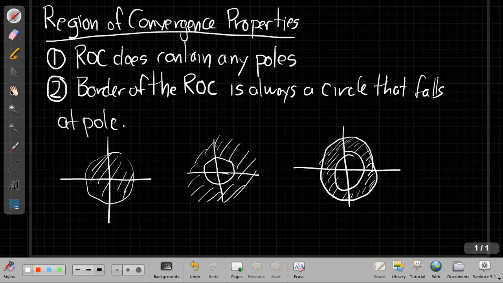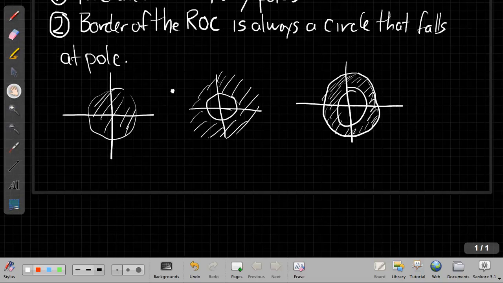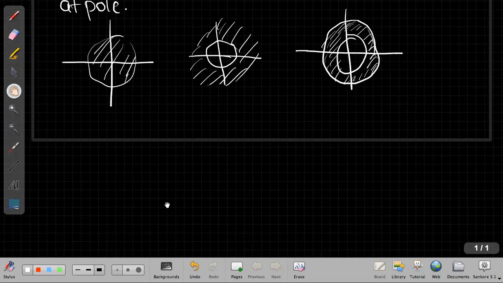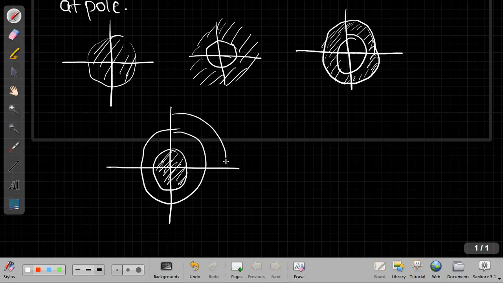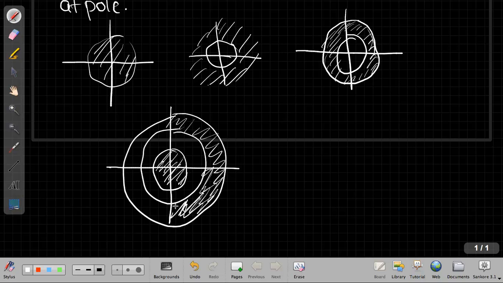This one gets maybe a little complicated, but I cannot have an ROC that looks like this. I can't have two disjoint rings. There's no way you can have an ROC that looks like this, with a spot in the middle and an eyeball. So you can't have the eyeball ROC. This ROC is right out. It can never look like this.